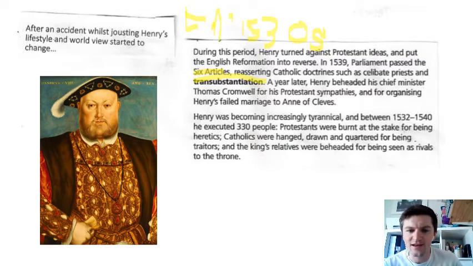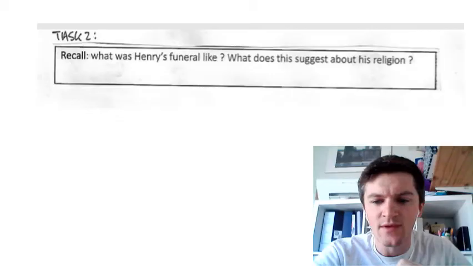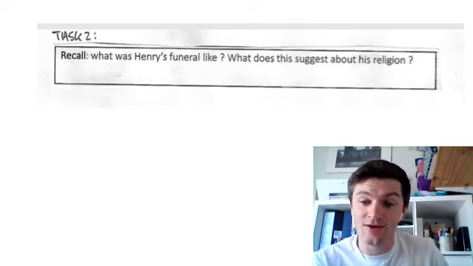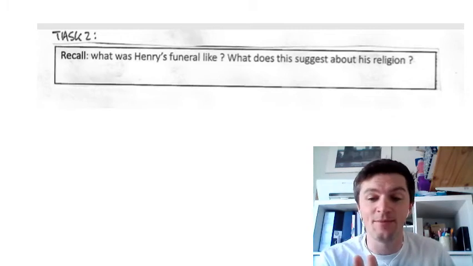Protestants were burnt at the stake for being heretics. So a heretic is somebody who didn't believe in the right religion. Catholics were hanged, drawn and quartered for being traitors. And the king's relatives were beheaded for being seen as rivals to the throne. So that's a little bit about Henry's earlier life, and then something about his later life.